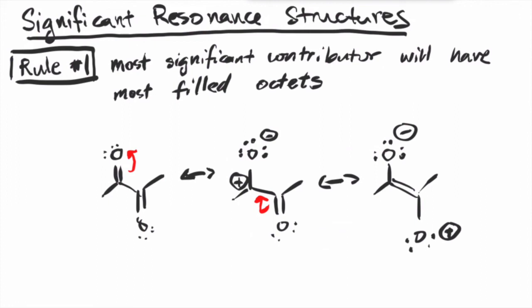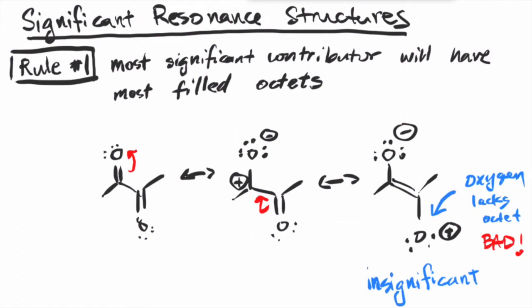What about our last structure here? In our last structure, we don't have that carbocation anymore, so that carbon has an octet. However, now the oxygen on the bottom lacks the octet. When a carbon lacks an octet, that's okay, but if an oxygen lacks an octet, that's not allowed ever. Even between these two structures, both lacking octets, the structure on the right will be considered insignificant.